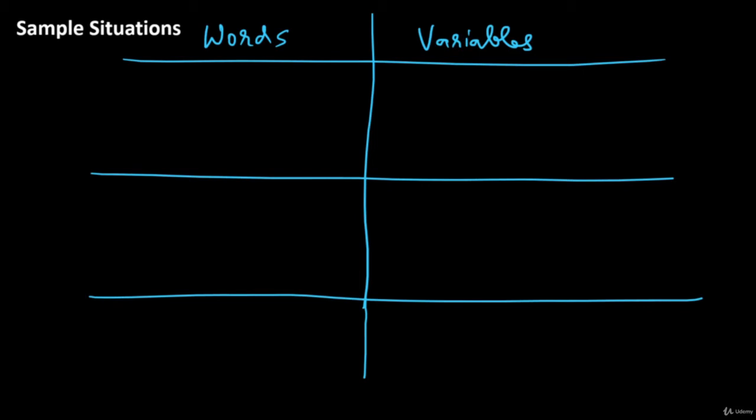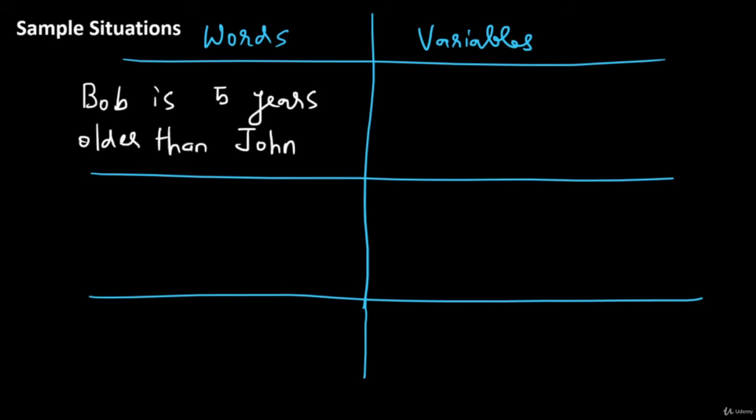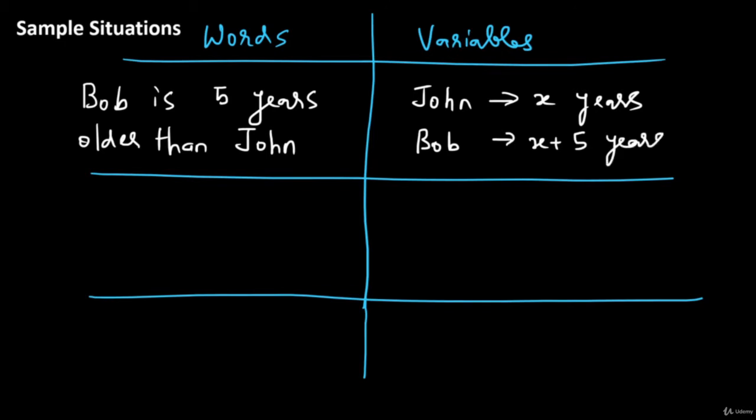Now, in words, say a situation is mentioned as Bob is 5 years older than John. How do we convert that to variables? We take the age of John as X years, then the age of Bob would be X plus 5 years, right? Now let's take another situation.